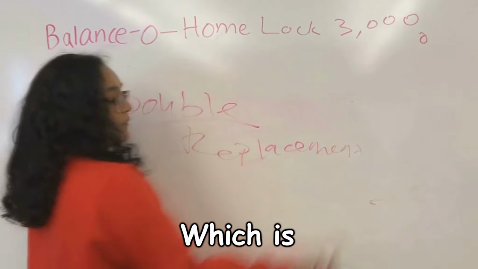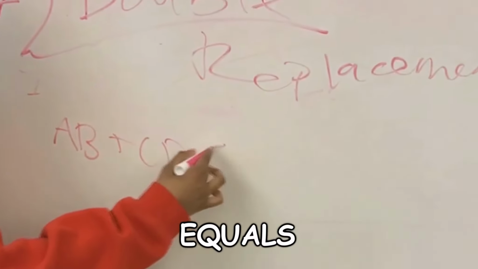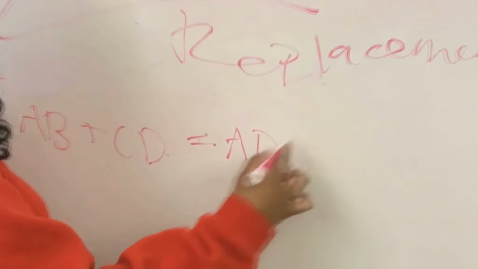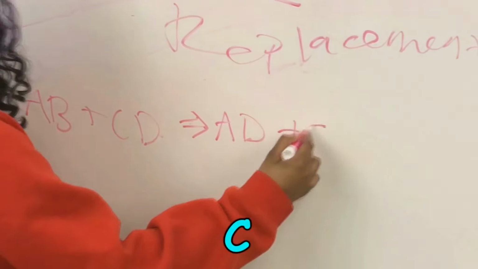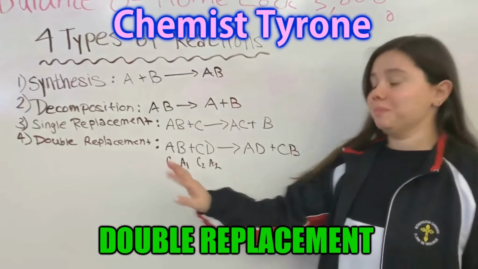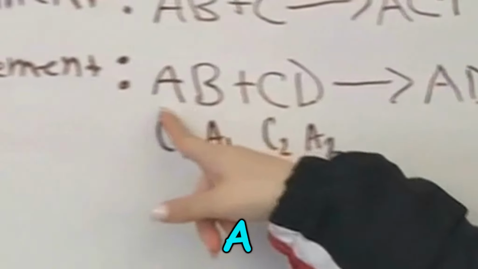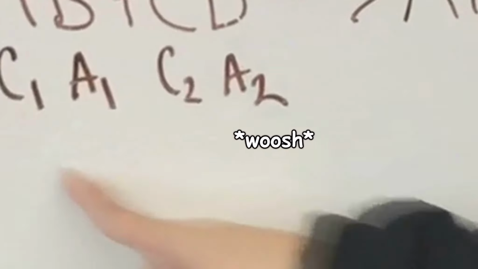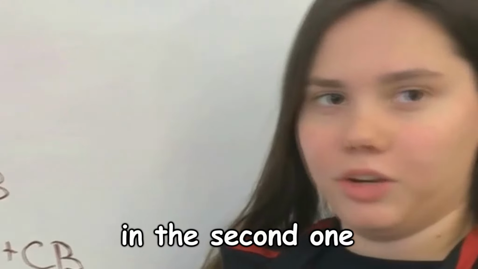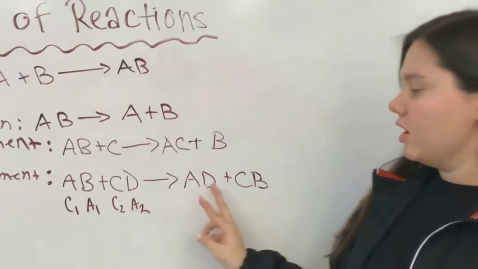Double replacement is AB plus CD equals AD plus CB. AB and CD are made up of cations and anions. The cation of the first one matches up with the anion of the second one, and the anion of the first one matches up with the cation of the second one, switching places in both of the elements.